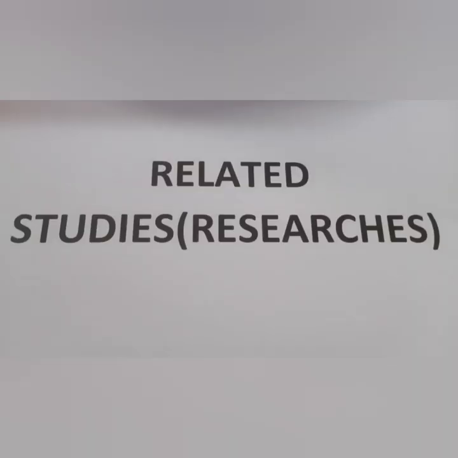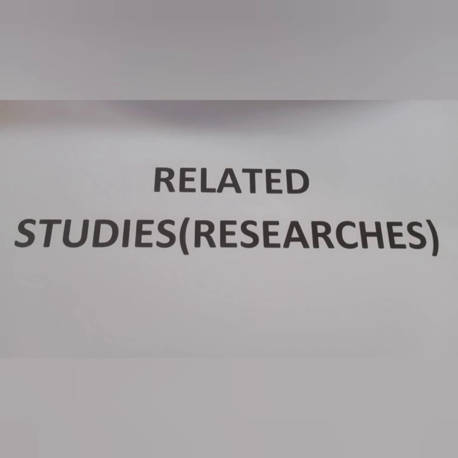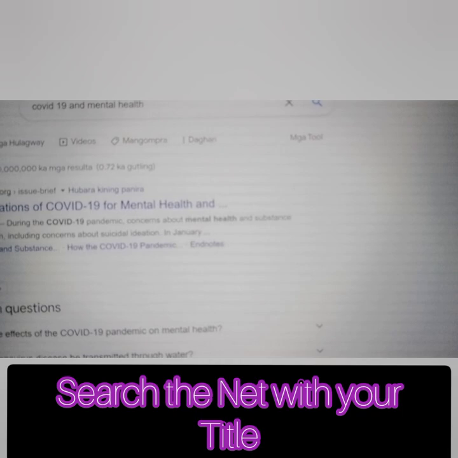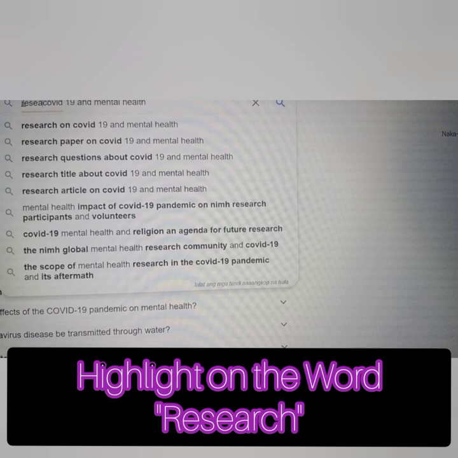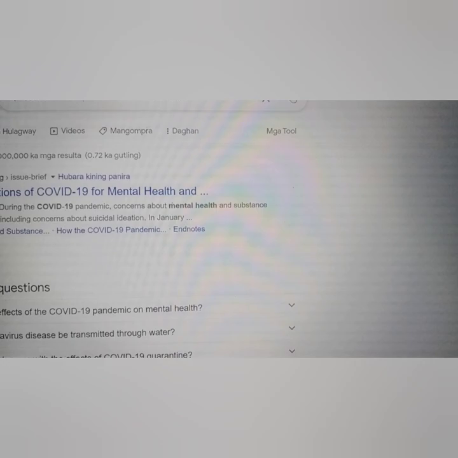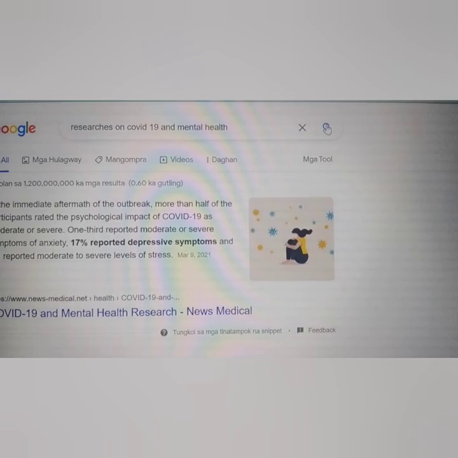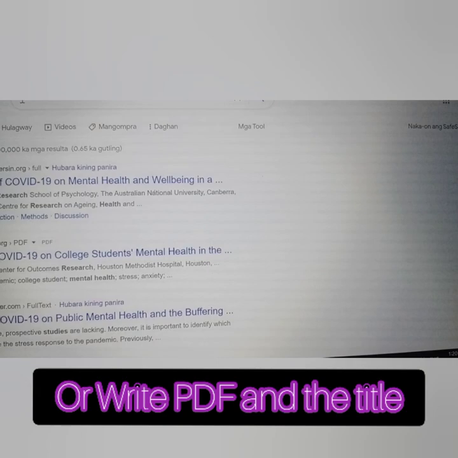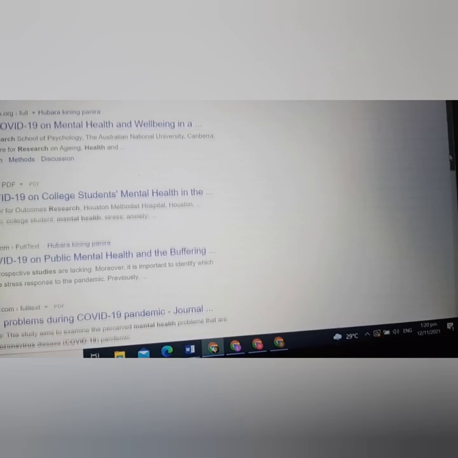The next part of the RRL is the review on the related studies. So related studies, my dear students, refers to related researches of your topic. Search for researches on COVID-19, and let's try to look into it. So I am given different suggestions, or I may write the word PDF on researches, because usually the file is a PDF, so that's the technique.